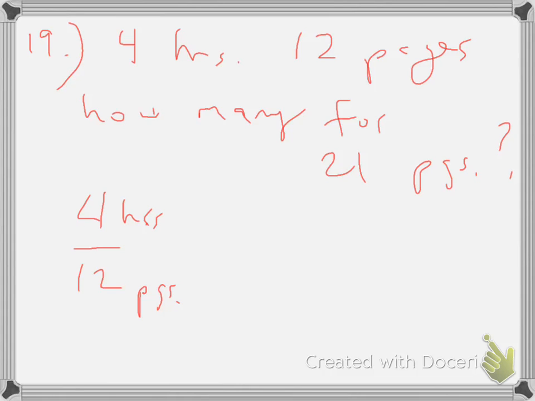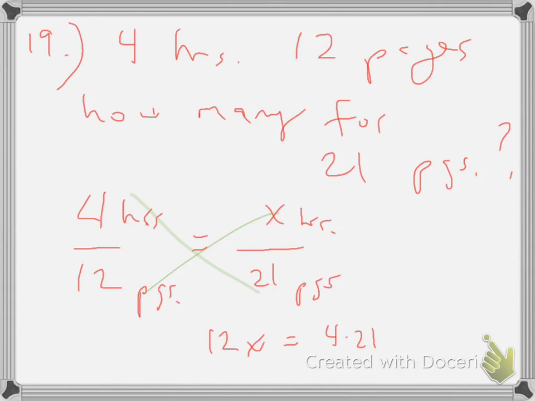Now we're going to do this as a proportion method. Different from unit conversion. We say, well, 4 hours for 12 pages, then how many X hours are in 21 pages? And how do you find X? Well, the easiest way when you get a fraction equal to a fraction is just to do that cross multiply thing. So I'll do the X side first. So you get 12X equals 4 times 21. So 12X equals 84.